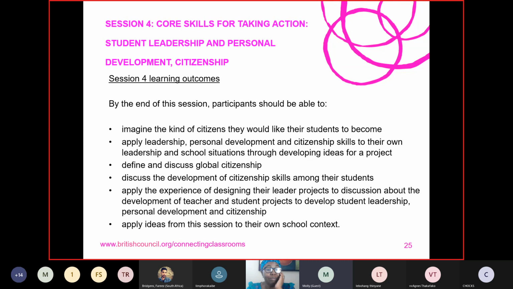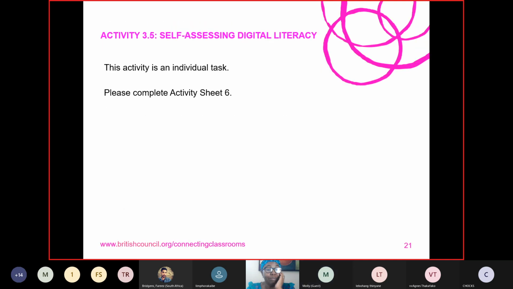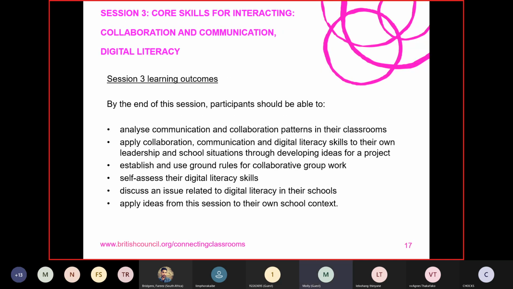So the slide that you didn't see was, imagine, oh, I think that's the wrong one. Sorry. Okay, so collaboration and communication and digital literacy. Can you see these two skills together is called skills for interacting. So it's the manner in which we communicate with each other, the manner in which we transact with each other. So this is why these two skills are linked together. So these are the outcomes.